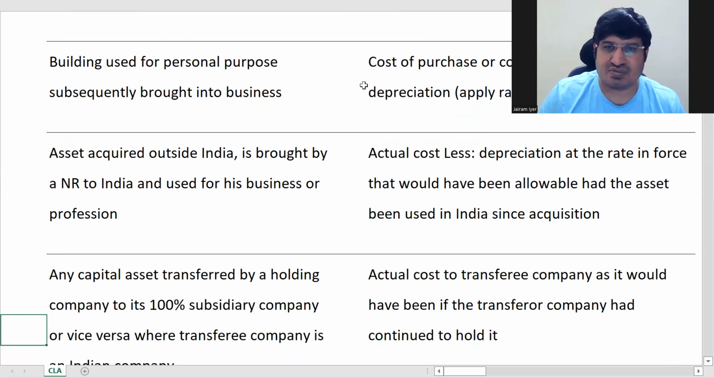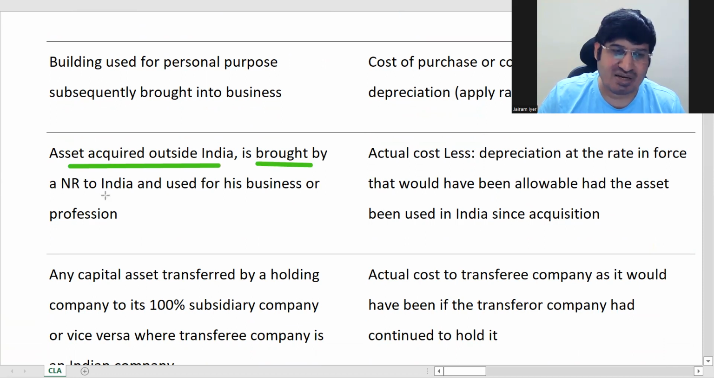Next is asset acquired outside India. Asset acquired outside India, brought by a non-resident to India, used for his business or profession.